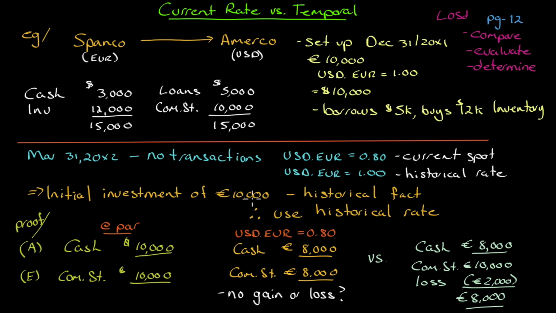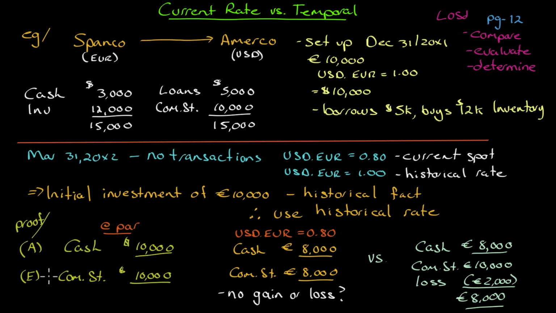Now, this follows through in everything that we do. For every balance sheet we get to, we'll translate the assets and the liabilities, but not the equity. The equity will always be translated at the historical rate, period, except retained earnings. Except retained earnings. So I'm going to prove to you that that's the case. Let's say that Spanco made an investment in Americo of 10,000 euros at par, and the company did nothing. It did nothing except park it in cash.